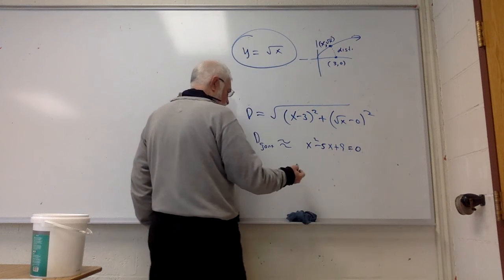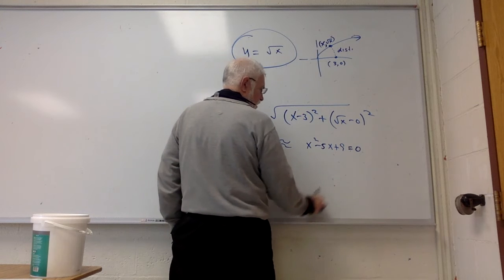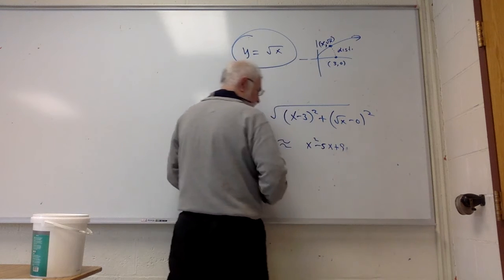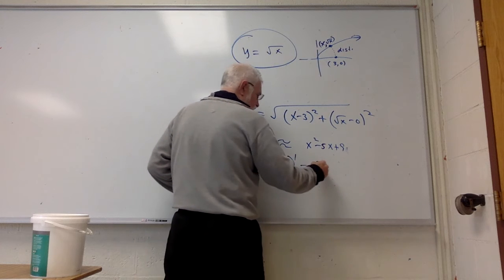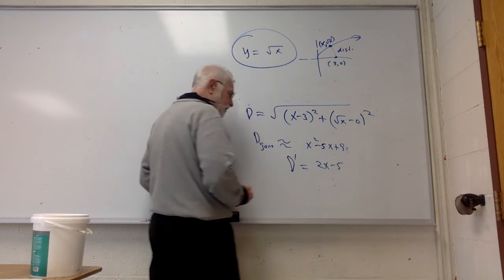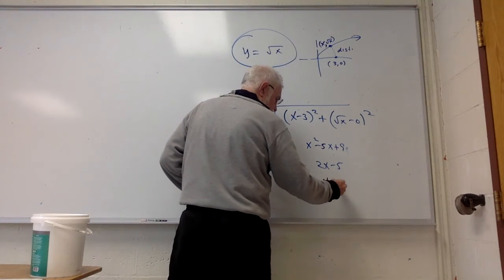But wait a minute, I haven't taken the derivative yet. Excuse me. So I want to minimize that, so therefore I'm going to go d prime sort of. Oh, 2x minus 5. Well, that's not so bad. So x equals 2.5.